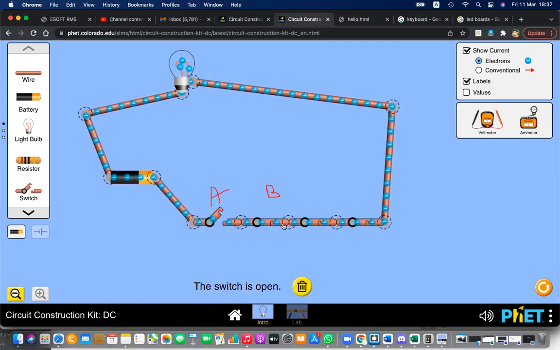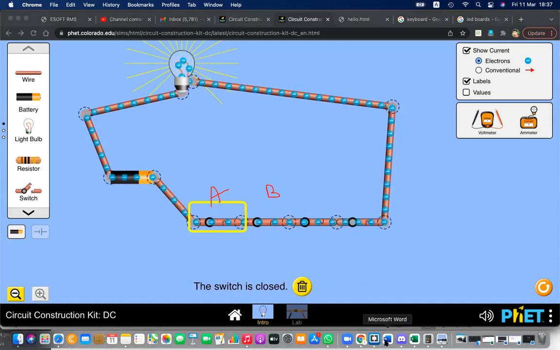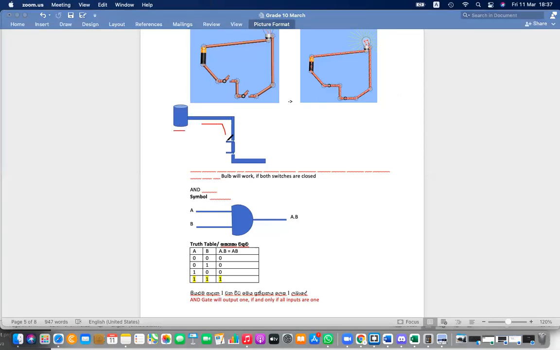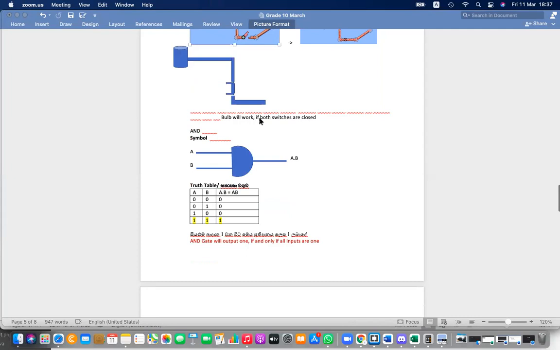You can see A, B, C, D. Right, see the results, right? So all should work in order to make the AND gate function. All must, right? If there is a tap, similar thing. If there's a water tank, then water is falling down. There's one tap, another tap. You need to turn on both taps to get water. If there are like 4, 5 taps, you need to turn on all. So that is the statement here. That is what I wrote here: bulb will work if both switches are closed.